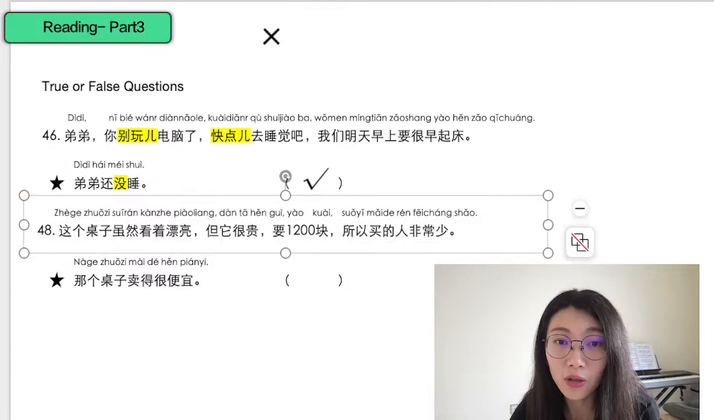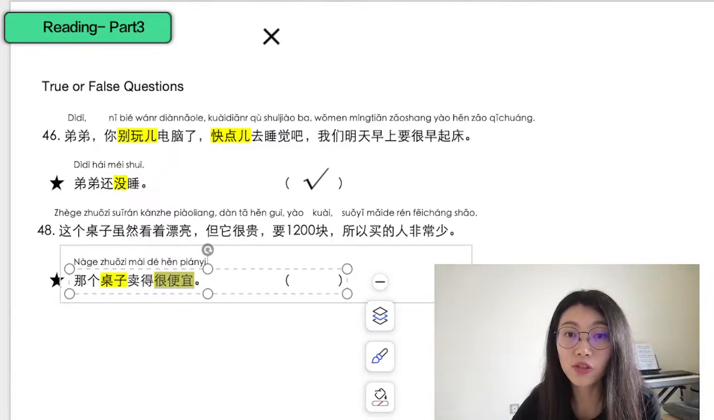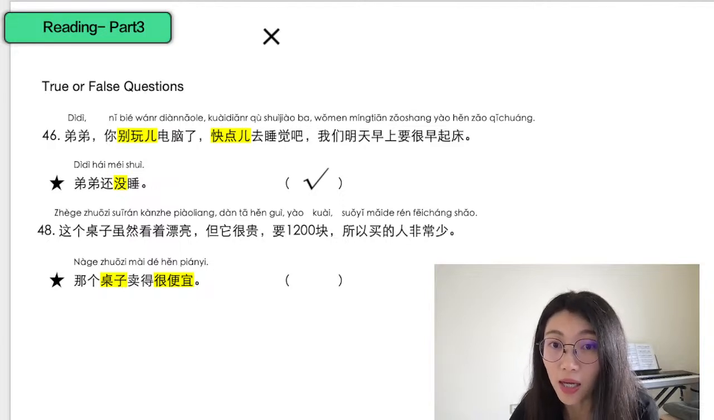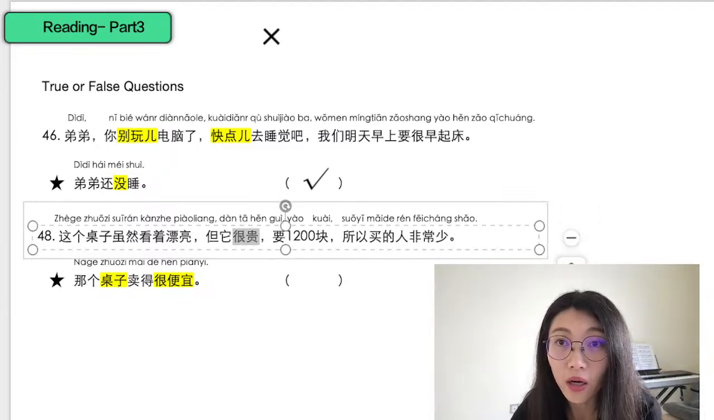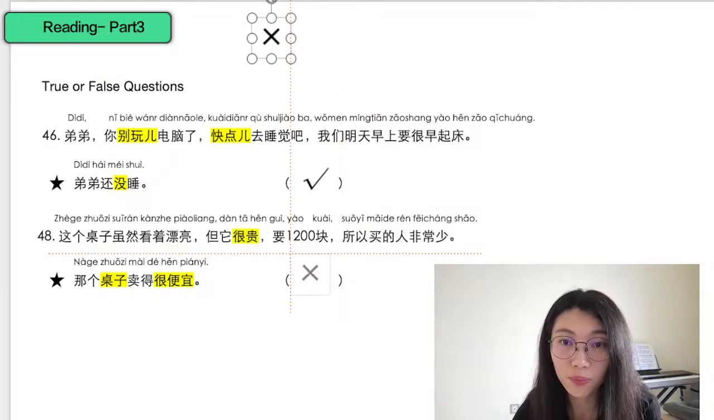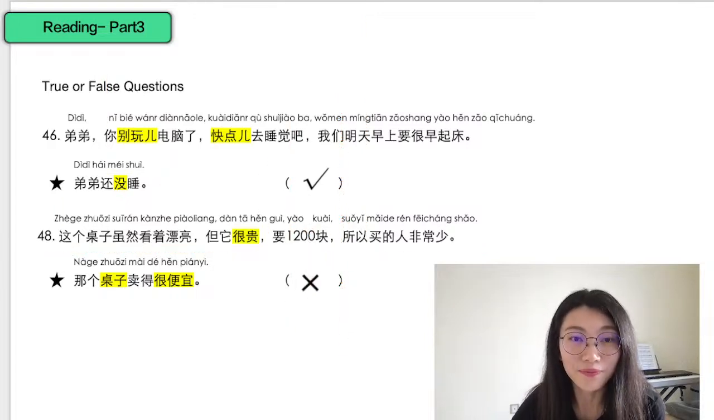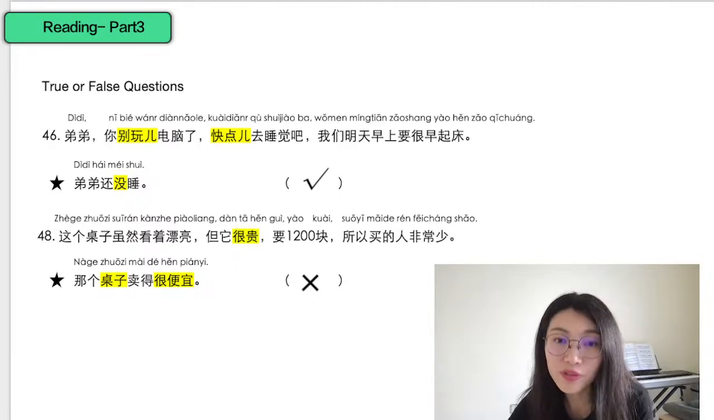好，48，这个桌子虽然看着漂亮，但它很贵，要1200块，所以买的人非常少。Here let's look at the sentence first, and then go back and look at the question. It will save your time. 那个桌子卖的很便宜。桌子怎么样？很便宜。Here the information is 很便宜, very cheap. But in the question it is 它很贵, which means expensive. It's the opposite, 所以不对。Here, we just need to find the related information. If the information is the same, we choose correct. If it is not the same or is opposite, we choose wrong.